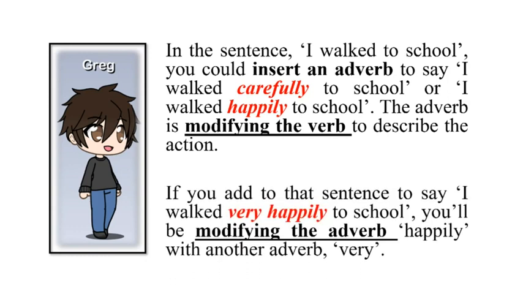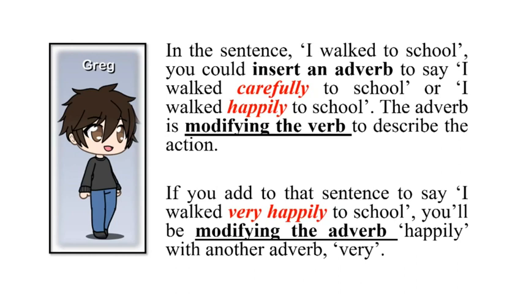If you add to that sentence to say, I walked very happily to school, u tom slučaju s ovim very, što je isto prilog, you modify the adverb. Modifikujete već ovaj happily, koji već modifikuje glagol. Ovo sad može deluje komplikovano, ali uopšte nije.